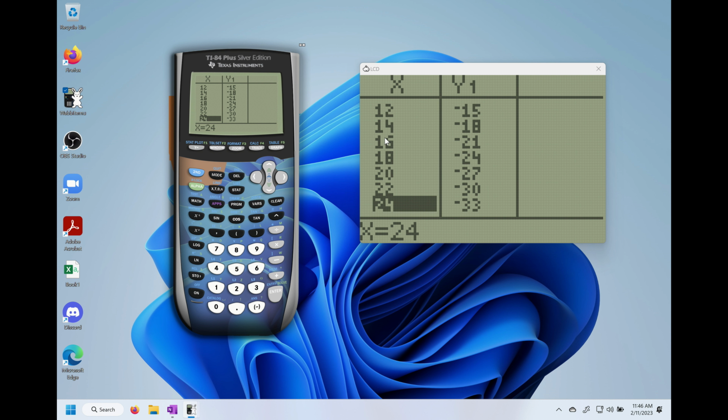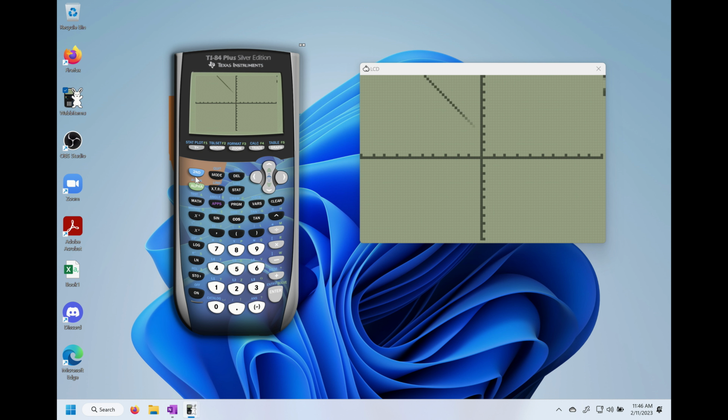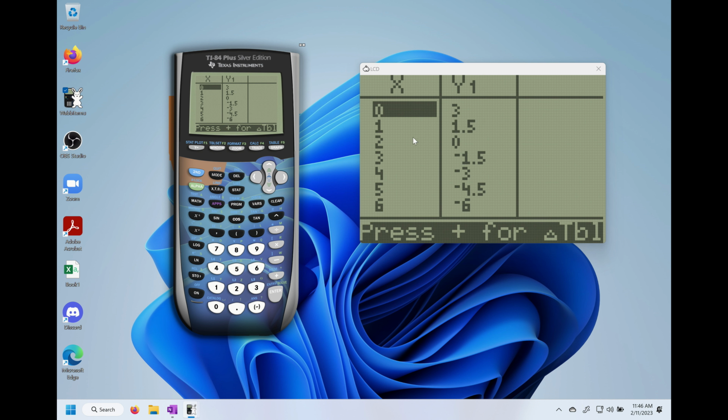And remember, if you ever want to reset this, all you have to do is go back to the table set. You could start it at 0, and then you could increase it by 1. And here's our original table right here.